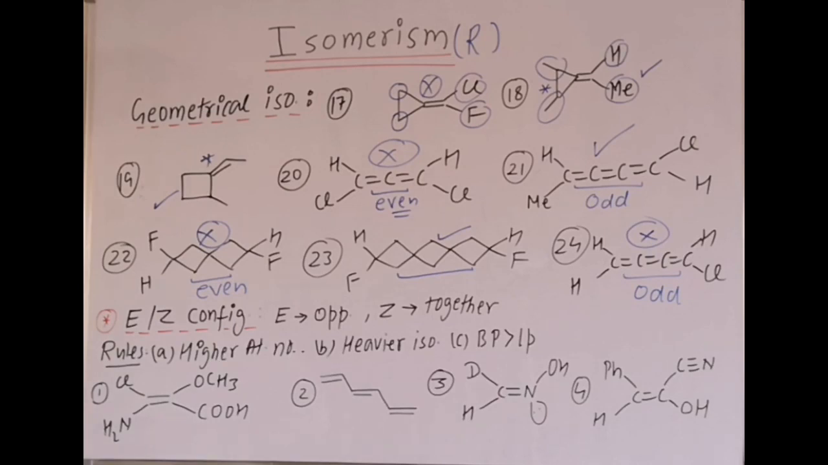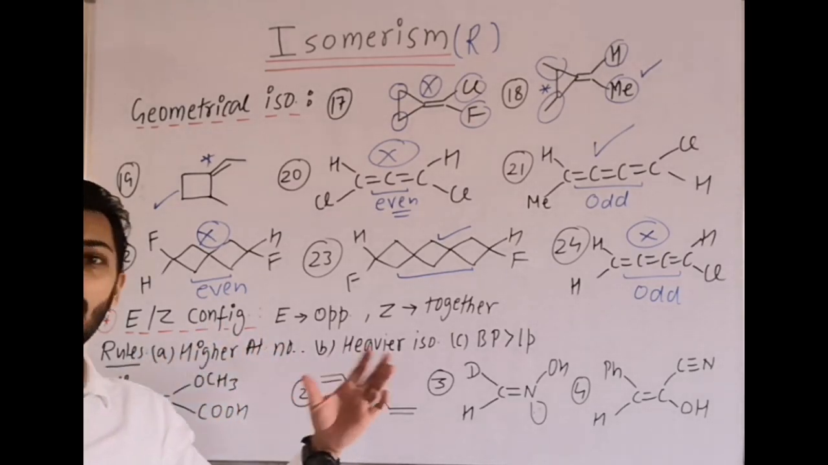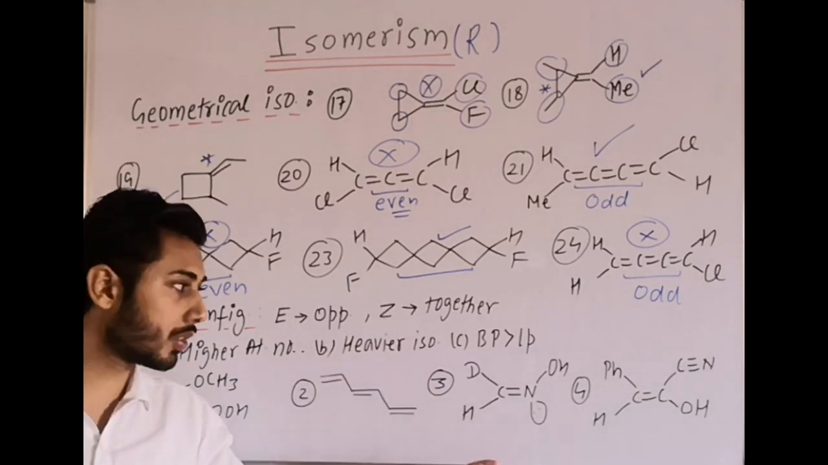Then E and Z configuration, because cis and trans we use when there is a similar type of group. Similar groups on the same side cis, similar groups on opposite sides trans. But EZ is the configuration which we can use for IUPAC nomenclature also, EZ configuration.